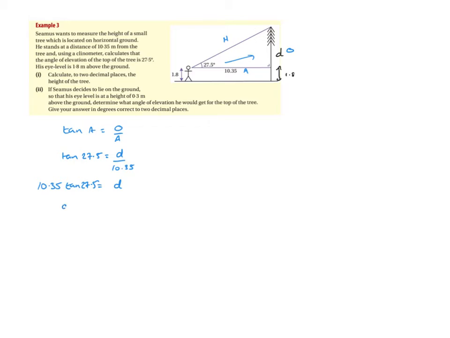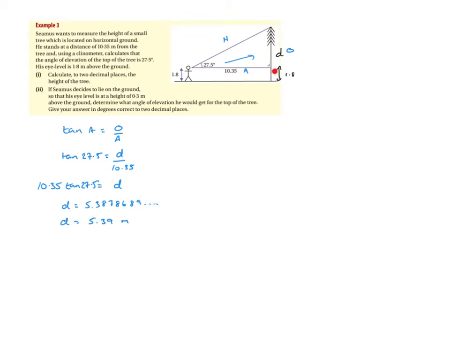Sticking that in the calculator, you get D is equal to 5.38788689 and so on, and we've been asked to do it to 2 decimal places, so that portion D is equal to 5.389 meters. However, you've got to remember as well, if we go back to the diagram, all we've worked out is this bit here.